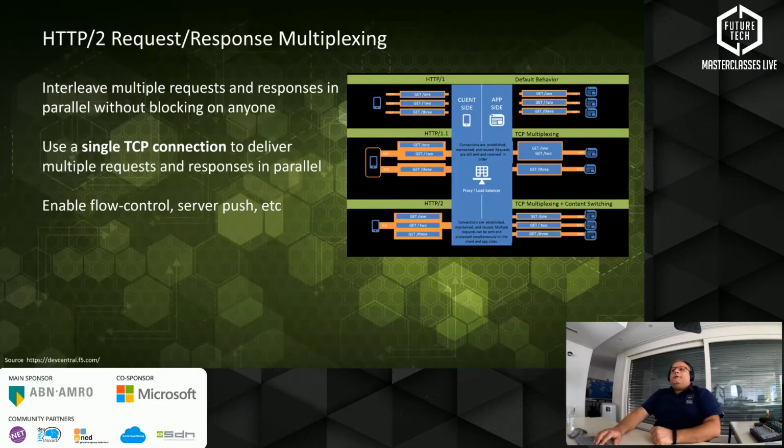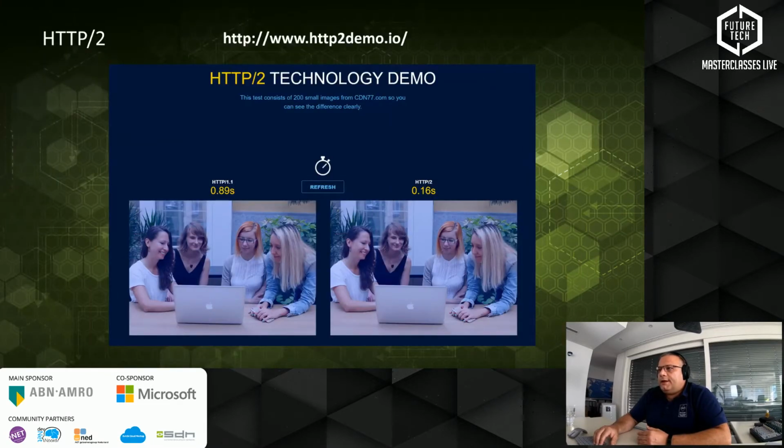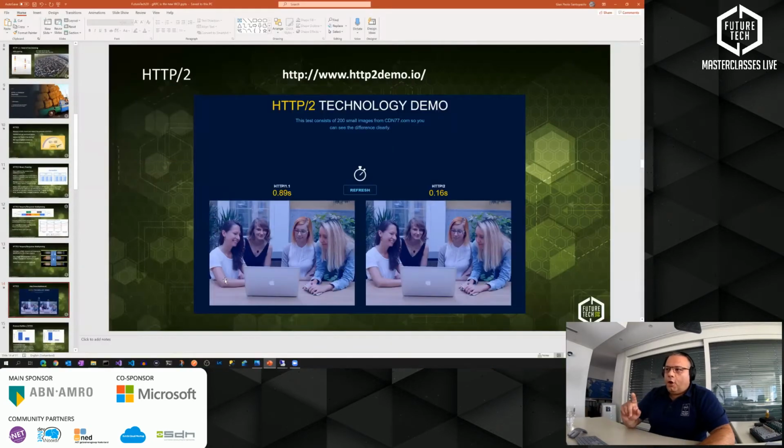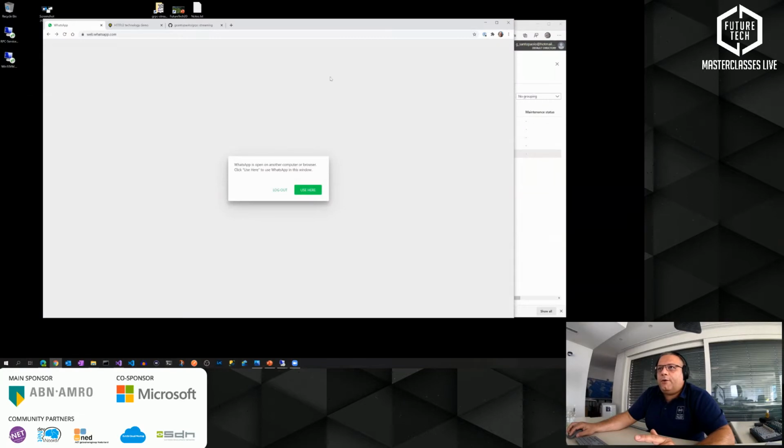So that's why basically the request response in HTTP 2 is way faster than in HTTP 1. If we want to test it real quick, hoping that the combination for starting at the same slide will work, it's the HTTP demo IO.